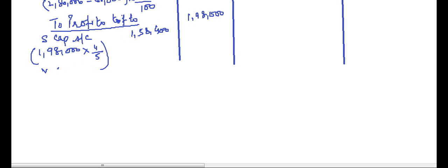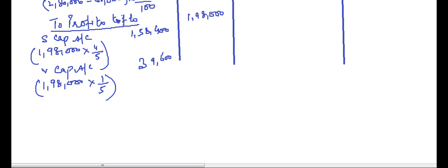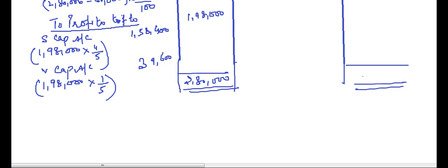And what will V get? V capital account. V will get 1/5 of it, 1,98,000 into 1 divided by 5. It will come to 39,600. Okay. So the P&L appropriation account is closed with 2,80,000.